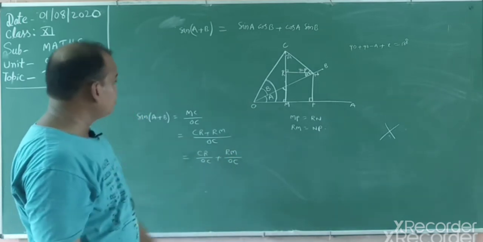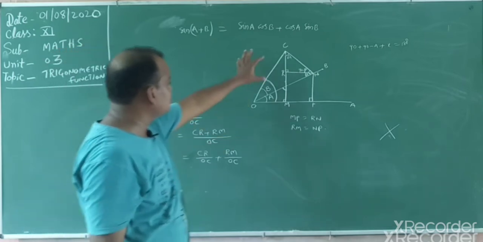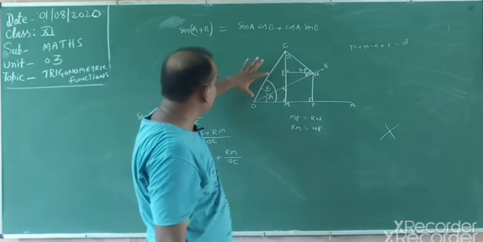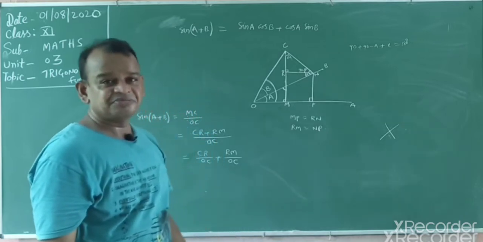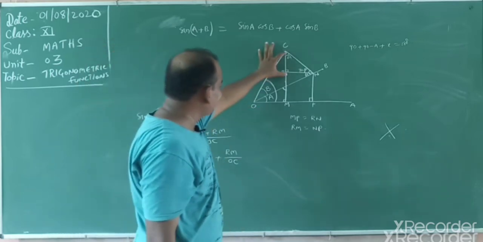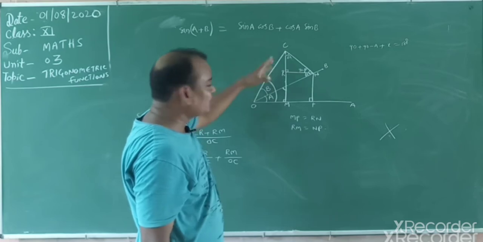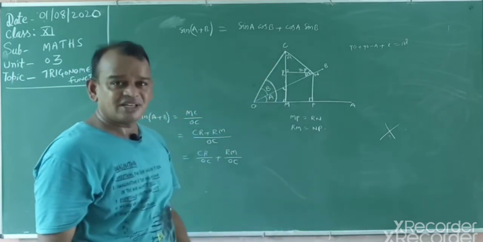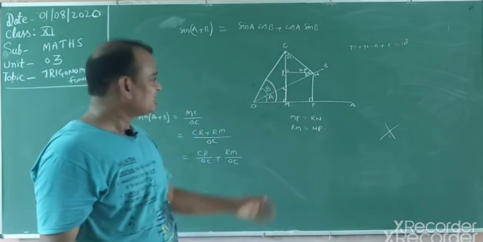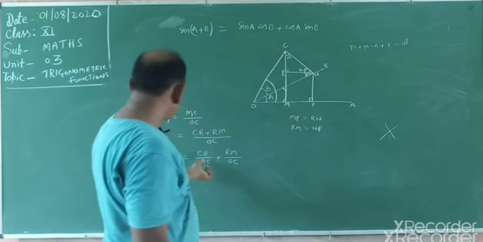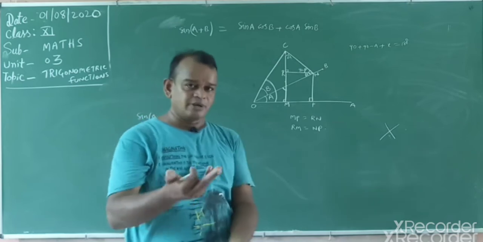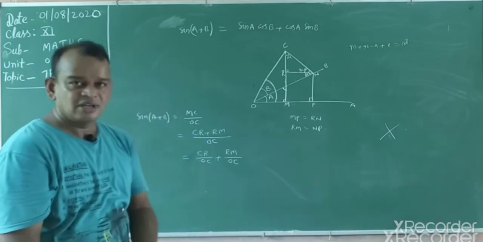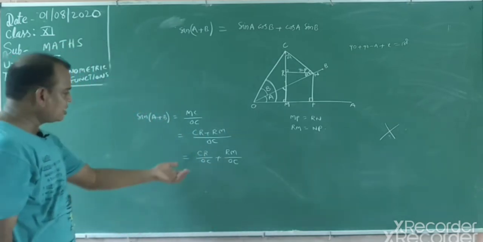Now CR by OC. Where is the CR? CR is this one. OC is this one. This is CR, this is OC. Is there any triangle at all? Is the possibility there? Not at all. This is CR, this is OC. CR by OC means nothing.